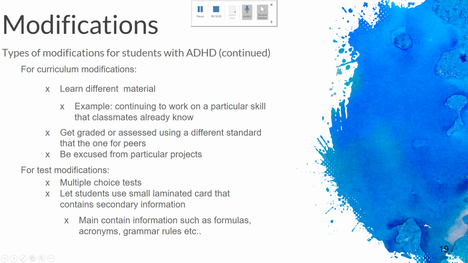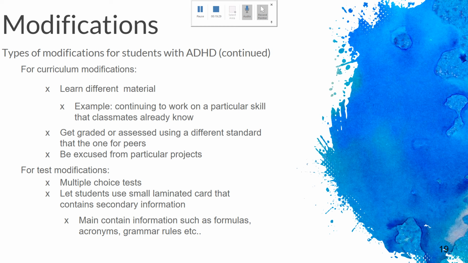Other types of modifications, for curriculum modifications, they can learn different material. An example of this would be continuing to work on a particular skill that the other general education classmates already know. This would be like working on multiplication when they're moving on to fractions. Students can get graded or assessed using a different standard than one from their peers. And they also may be excused from particular projects. But again, we want to try and limit the times that we have to do this.